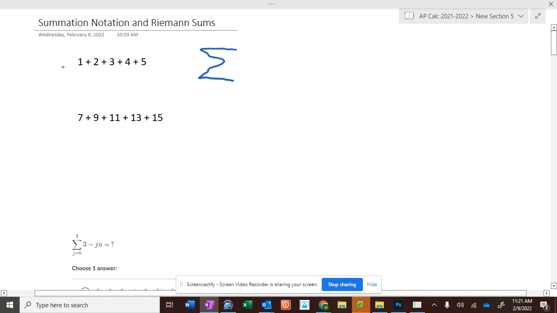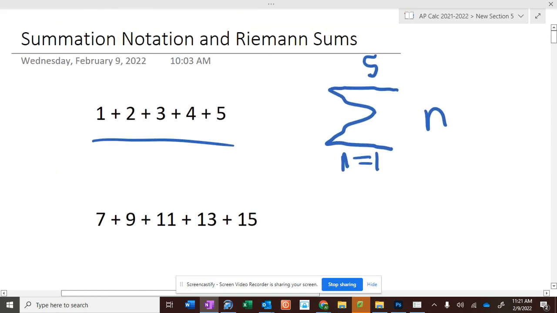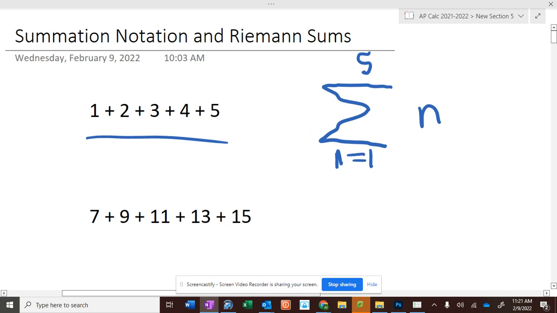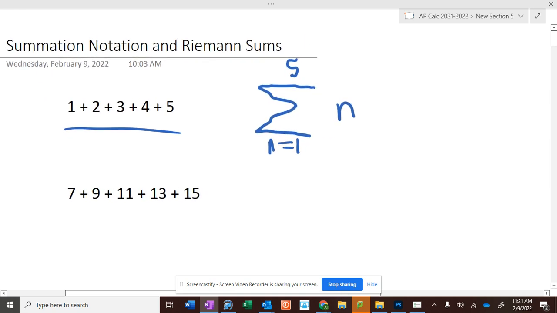All right. So how would we write summation notation of this? So n equals 1 to 5 of n in this case. Zoom in. Like that? All right. So now that I zoomed in, I can do it like that.